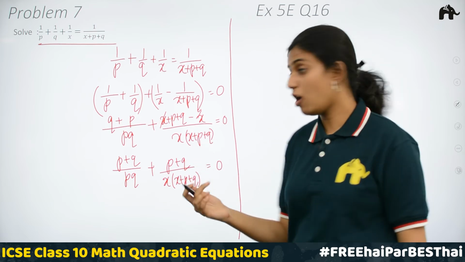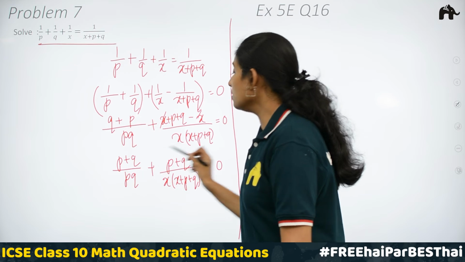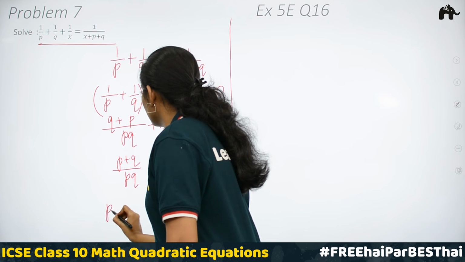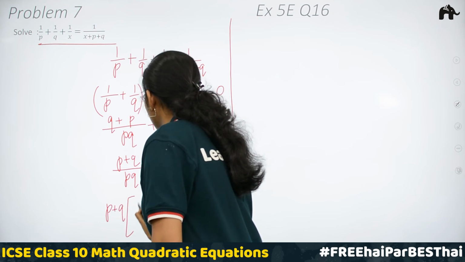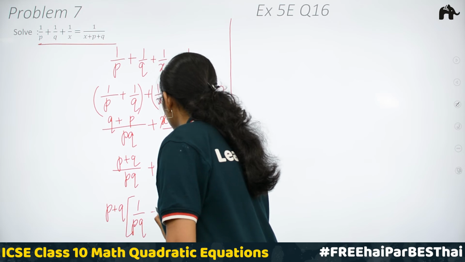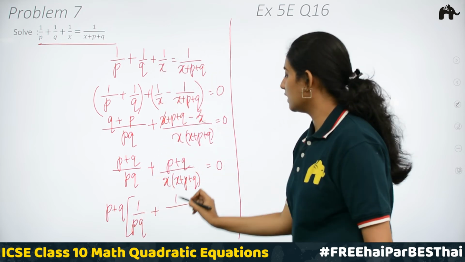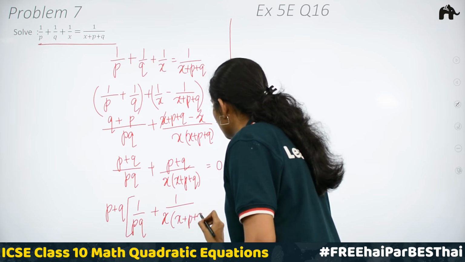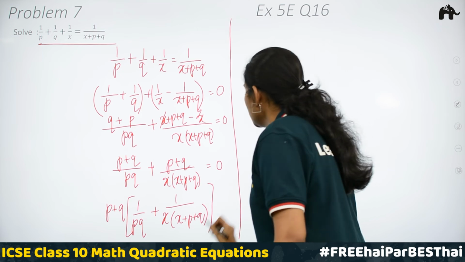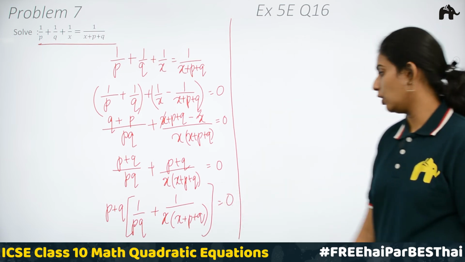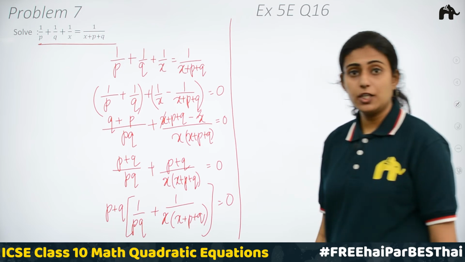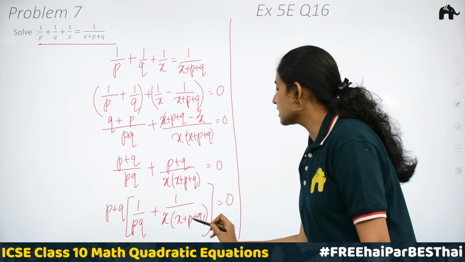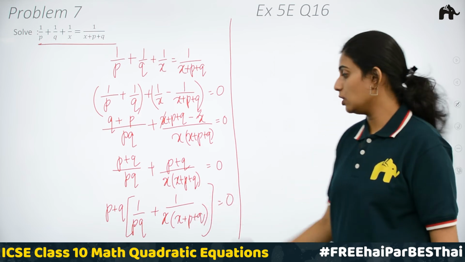So we can take this as common. Here we can see P plus Q common in both these terms. We can take this outside. We have P plus Q into 1 by PQ plus 1 by X into X plus P plus Q is equal to 0. RHS it is 0. P plus Q into 1 by PQ plus 1 by X into X plus P plus Q is equal to 0.